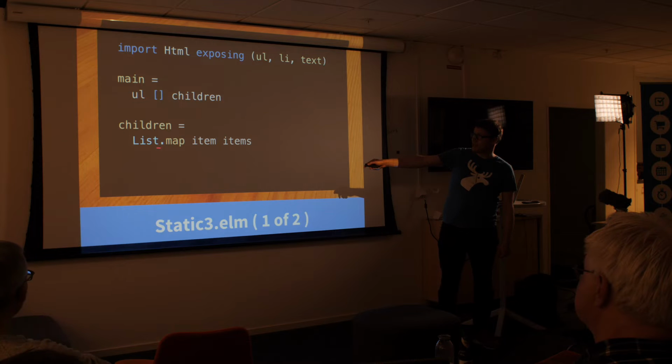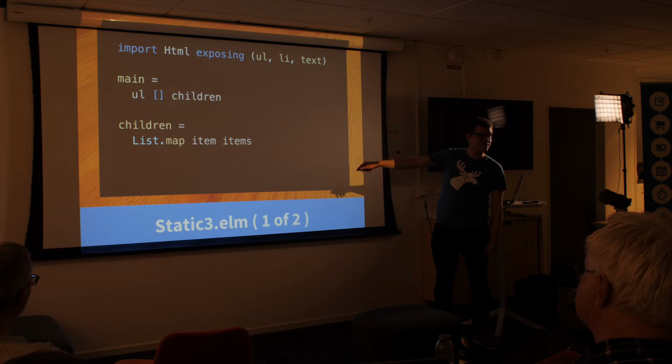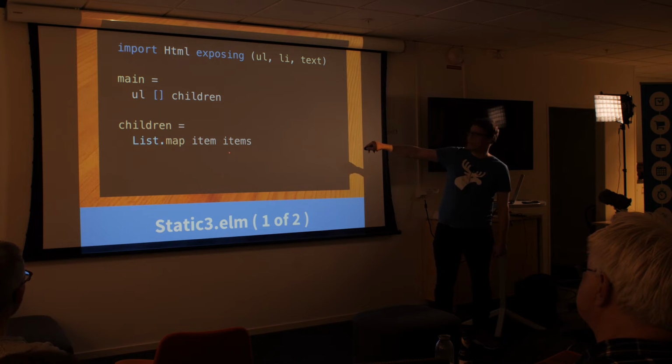We're calling a function called List.map, and then with two arguments, item and items. The purpose of List.map is to call the function item for each item in the list as the second argument. So we will call item on each item in the items list, and it will return a list of the results. And as we can see here, because of type inference, the children here should be a list of HTML nodes. So the item function should return an HTML node in this case.